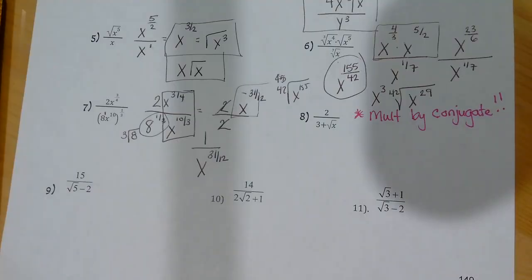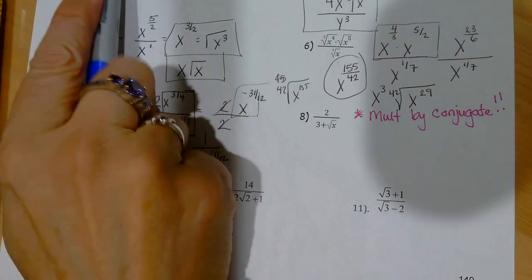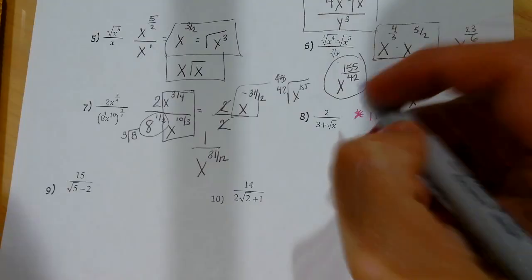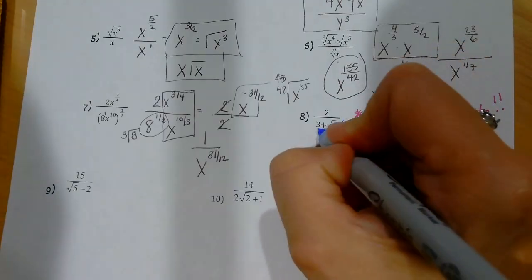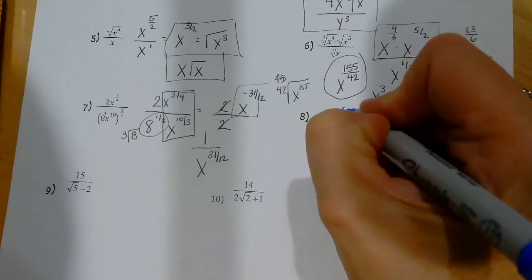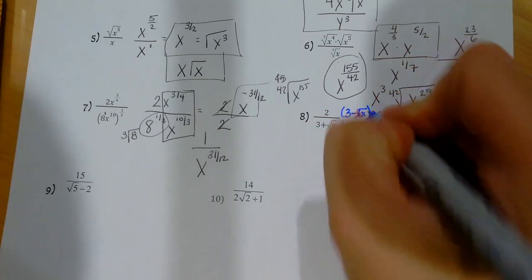All right, so the conjugate of who? Well, the rule was we cannot have a radical in the denominator. So I'm going to look at my denominator and I'm going to multiply by the conjugate. So the conjugate of 3 plus root x is 3 minus root x. And again, whatever I do to the bottom, I have to do to the top.